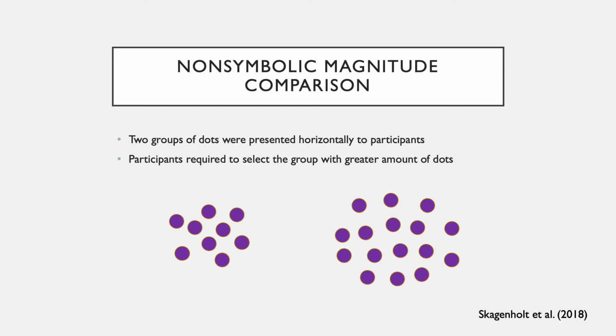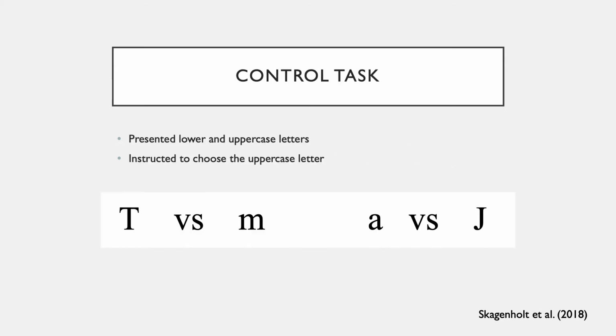In the non-symbolic magnitude comparison task, 2 groups of randomly scattered dots were presented to participants, and they were required to select the group with the greater amount of dots. In the study, they used blue and yellow dots. However, here I have shown an example of purple dots. And finally, the control task. Participants were presented with lowercase and uppercase letters and instructed to select the uppercase letter to act as a baseline test. Here are some examples of this below.